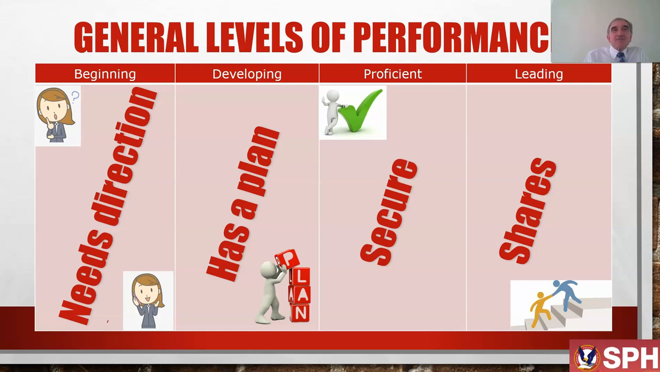So they need direction. The developing teacher may not be perfect in their implementation, may not be smooth, things may go wrong, but this teacher is able to reflect on their practice and formulate a plan. They at least know what went wrong, and they may need to find help and support to know how to fix it, but they're moving in the right direction. The proficient teacher is secure in what they're doing, and then the leading teacher is able to reflect on their practice. They know why what they did worked, and they're able to share that with others.